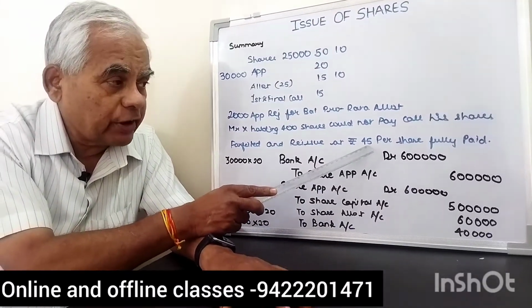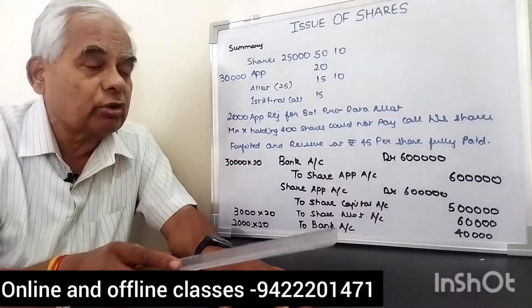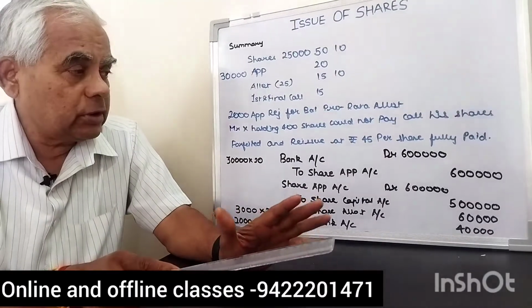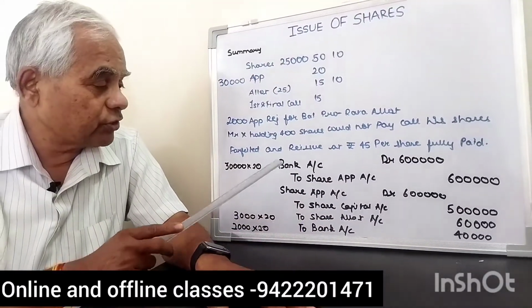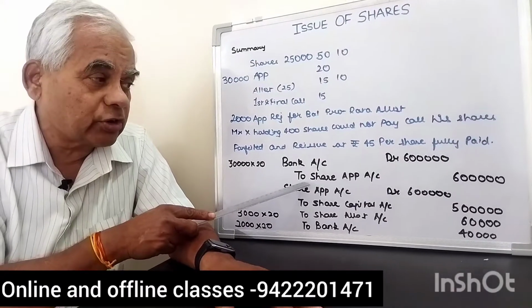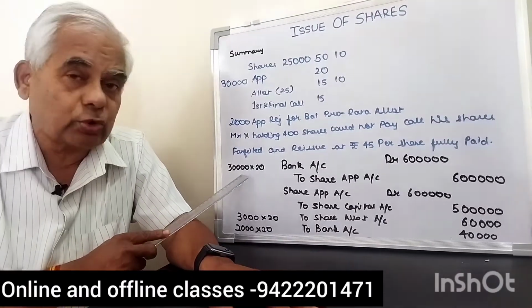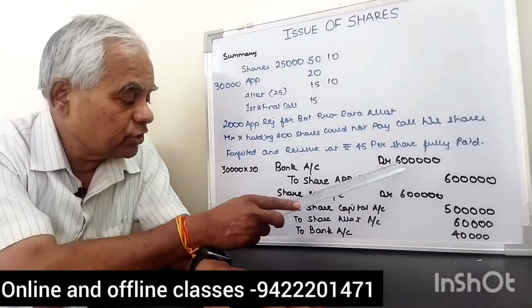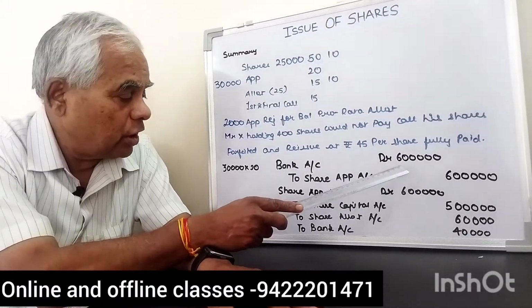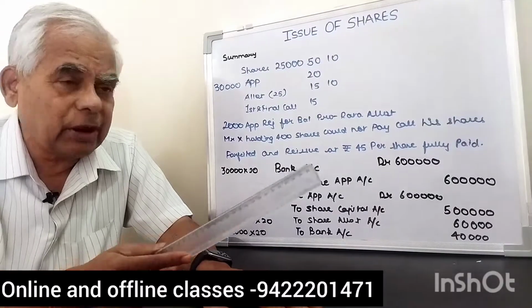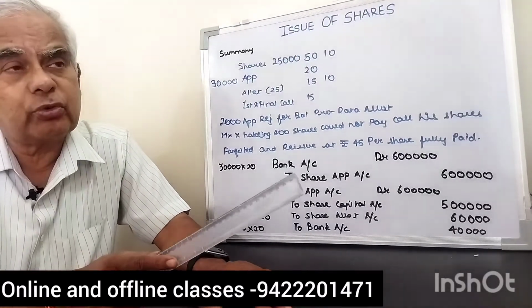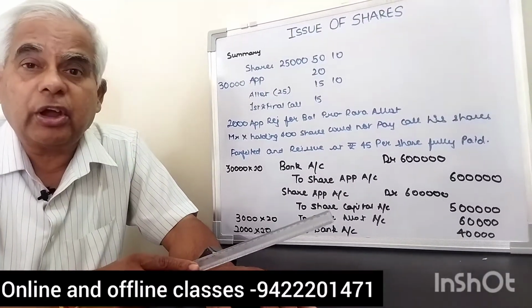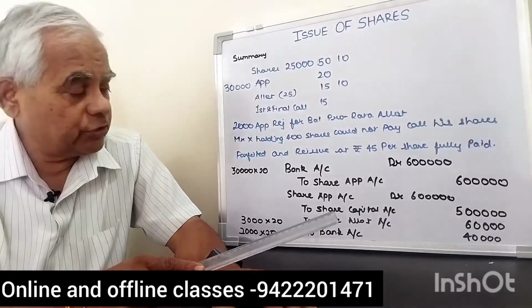Issued for 45,000, fully paid up means discount of rupees 5. Now let us see the entries. First entry, bank account debit to share application account. 30,000 total applications, 30,000 into 20, amount 6 lakh. Narration being, applications received for 30,000 shares at rupees 20 each.